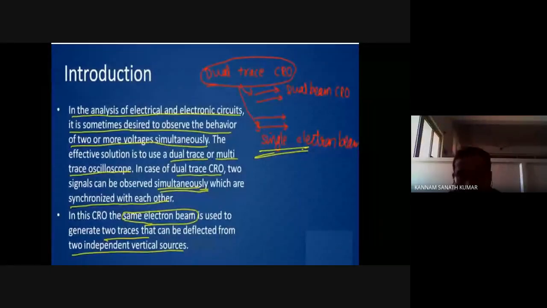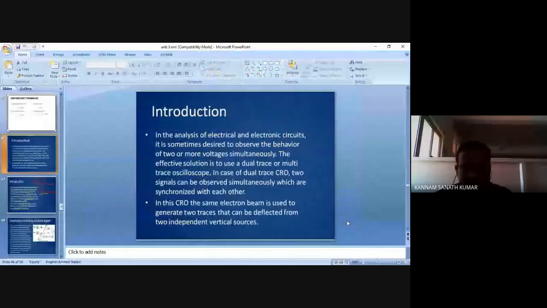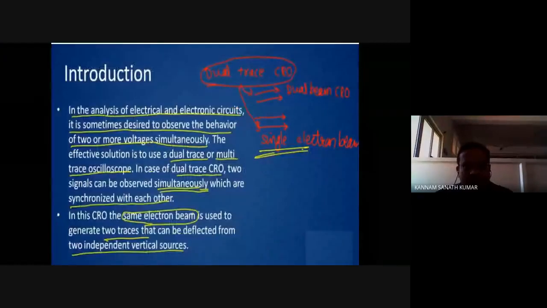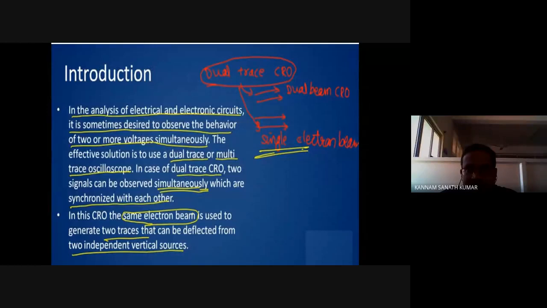Dual beam CRO. So we have two types of CROs. One is a dual trace CRO, and the next one is a dual beam CRO. Dual beam means you have two electron beams coming through two electron guns, and it will produce two electron beams. Here in dual trace CRO, you have only a single electron beam.